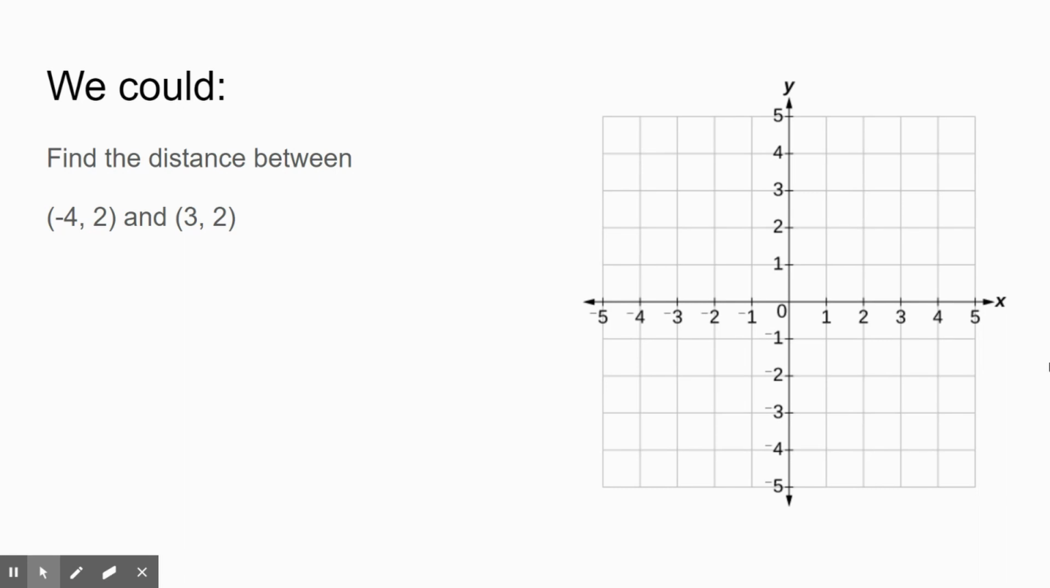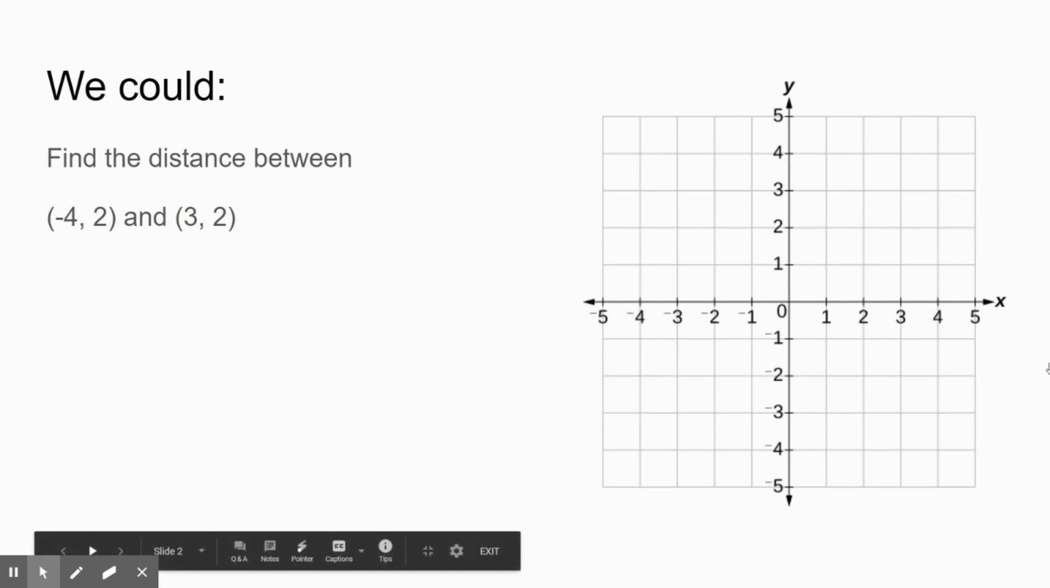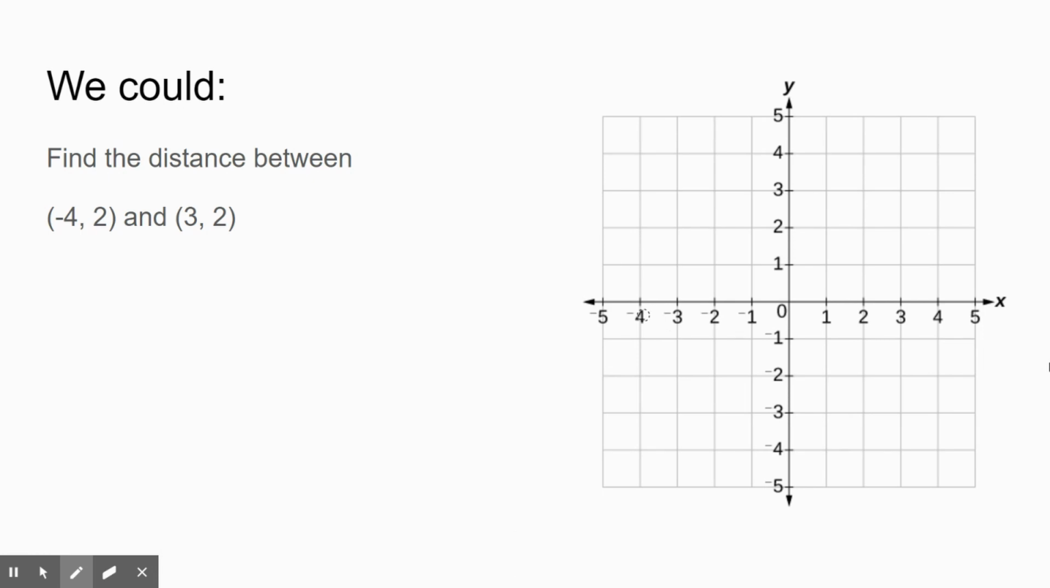To find the distance between 2 points, such as (-4, 2) and (3, 2), you might think, well, we have to make a number line. If we did that, we could plot our points on the number line, such as this. We'd go to (-4, 2) and (3, 2). And then we could find the distance between those, right?